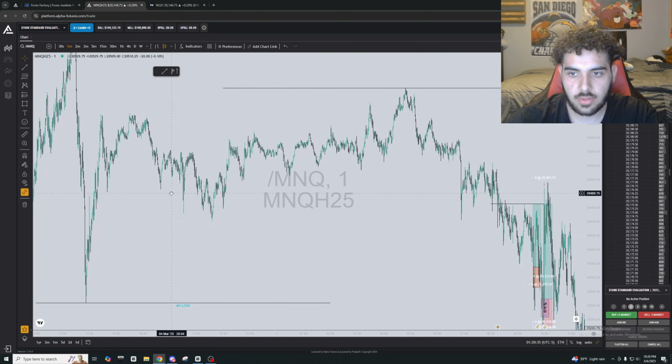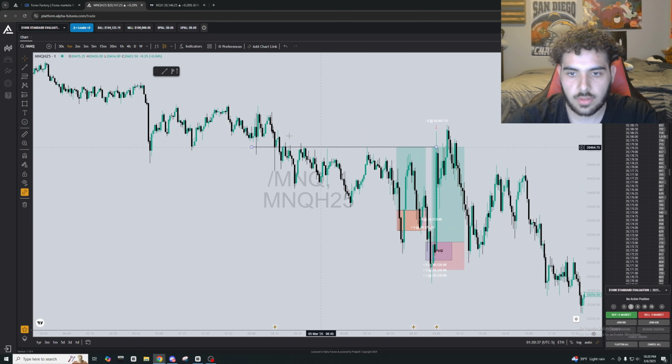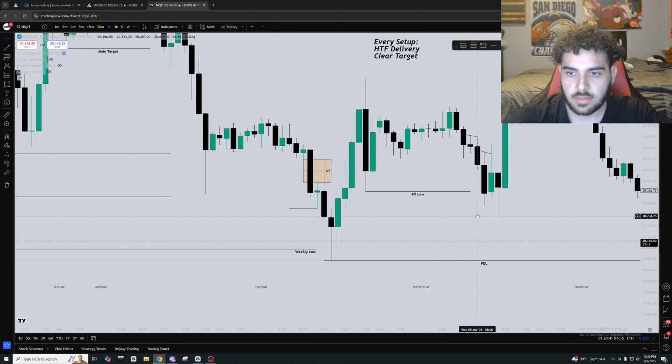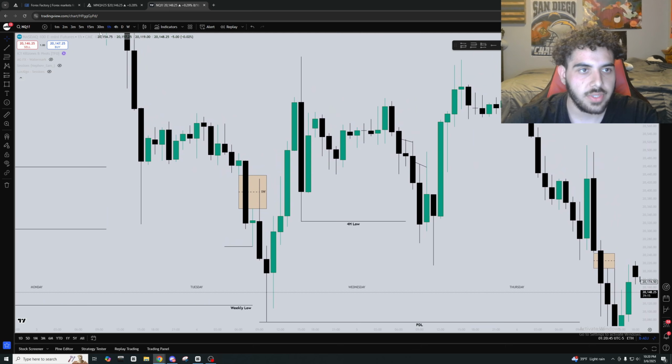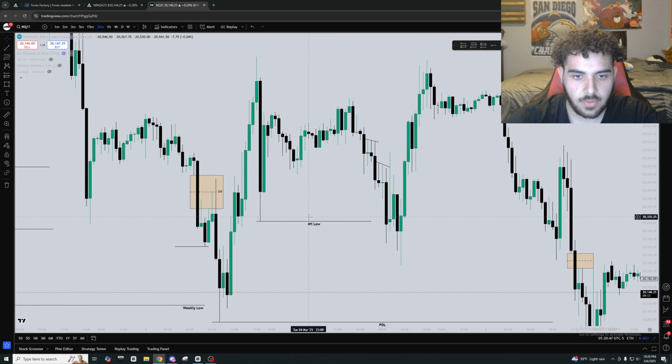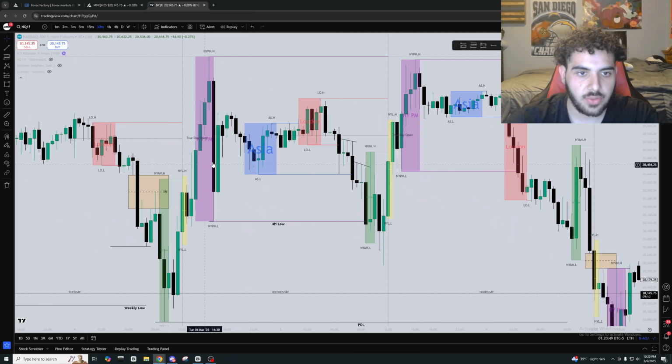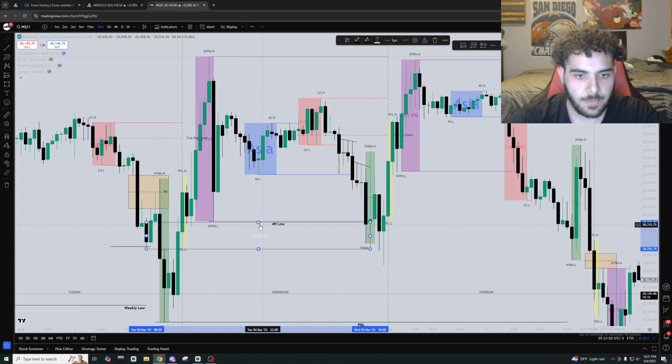Now going on to our next setup. This setup was based on the idea that we took this 4-hour low right here, and this was actually a New York PM low, really significant because it's hanging out of nowhere. And we also have some other PD arrays in here, right here. So that's actually an inversion.